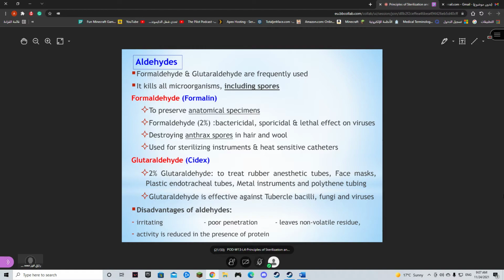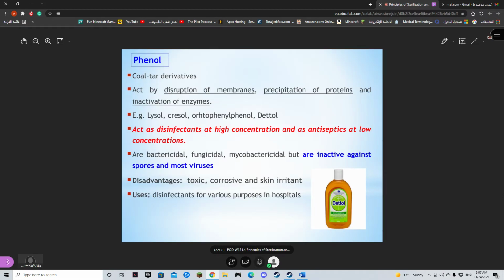Now the Cidex, very famous. I have taken this company name, the Cidex chemical name. Okay, because you will use this one in your operation theater or everywhere. Okay, because of the rubber and anesthesia tubes, face masks, not this type of face mask, a special one, endotracheal tubes, and other items like this. There are disadvantages that they have, but you have to regulate the concentration of this.